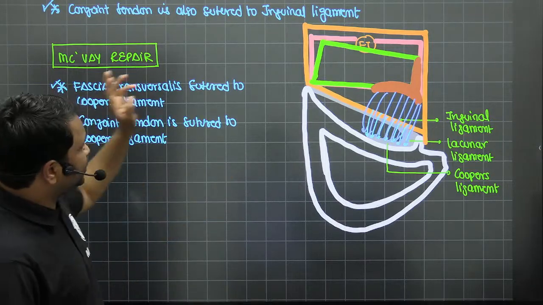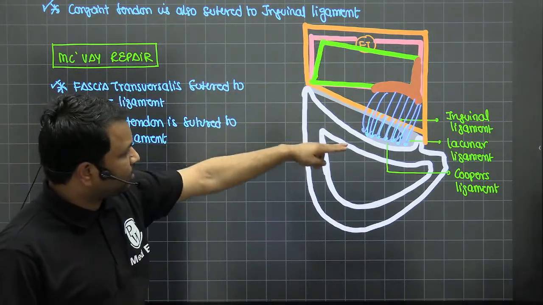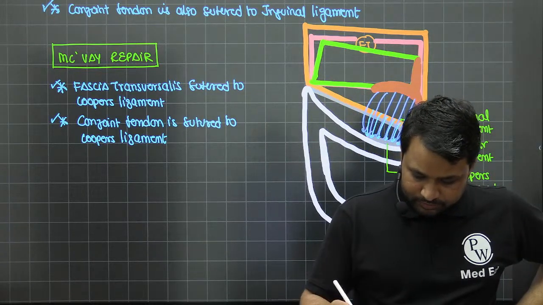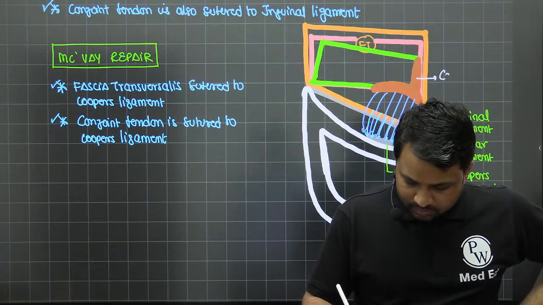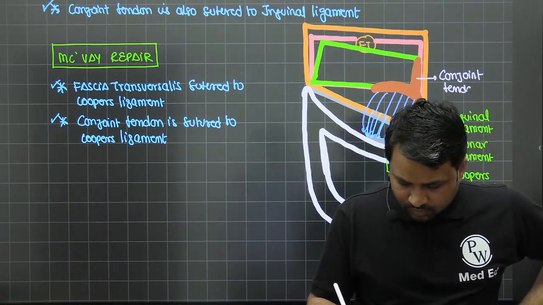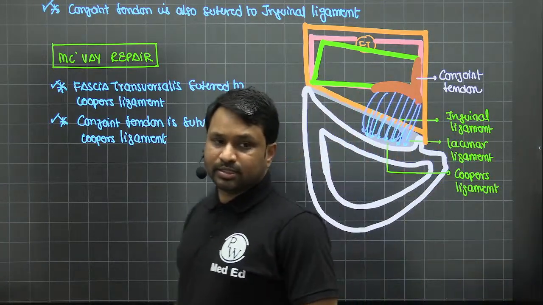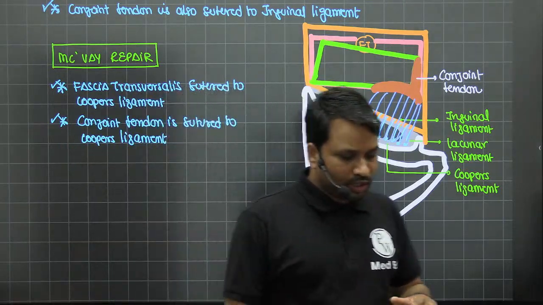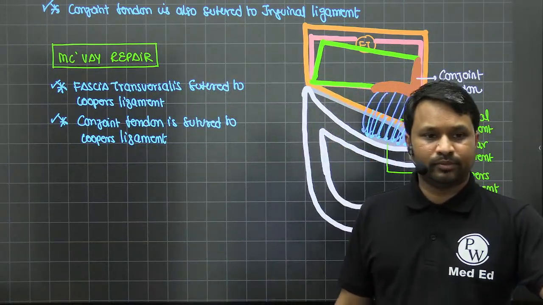Number one, the fascia transversalis is sutured to the Cooper's ligament. The conjoint tendon, here you see, is now being sutured to the here. This is how you do your McVay repair.